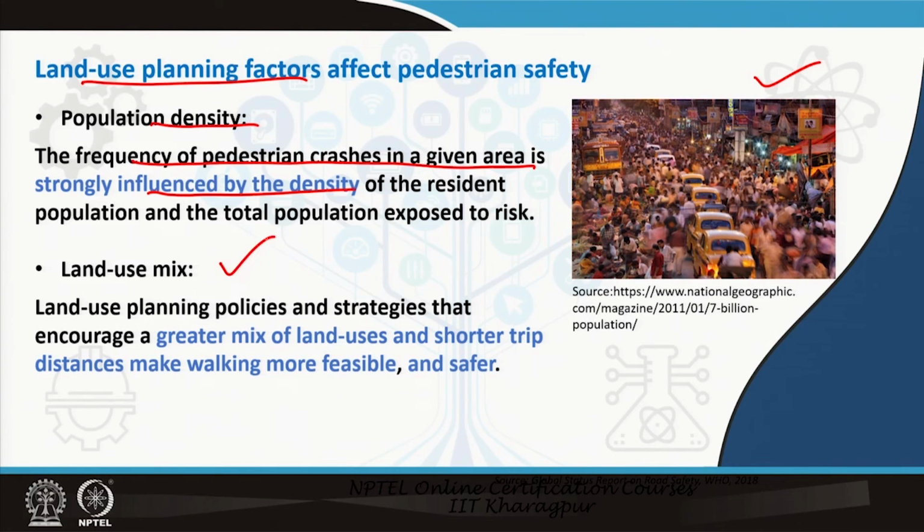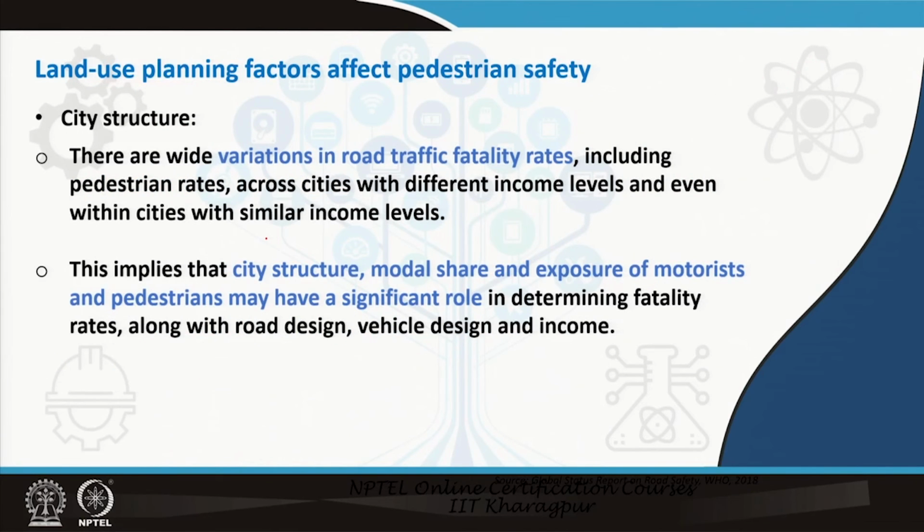A mix of land uses will allow more pedestrian activity, and more pedestrian activity for shorter trips makes a street automatically calmer and reduces the speed of motor vehicles. Similarly, if your city is very compact and dense, then you would have your land uses very close to each other, and that would encourage a lot of people to walk. And if the volume of pedestrians walking increases, the speed of motorized vehicles reduces.